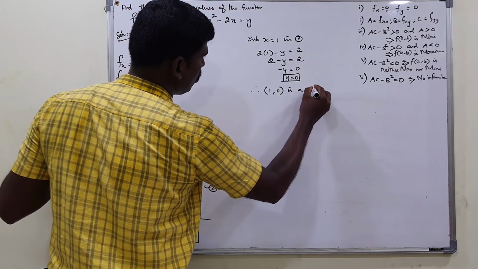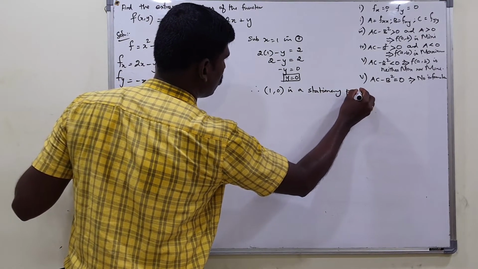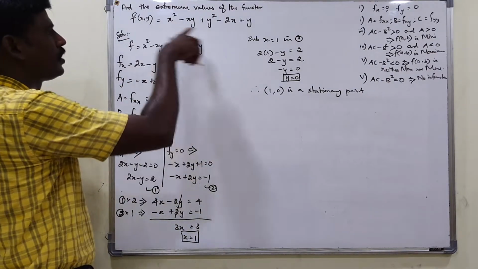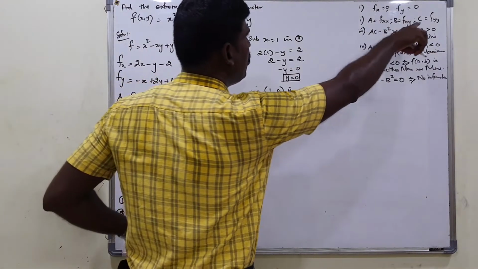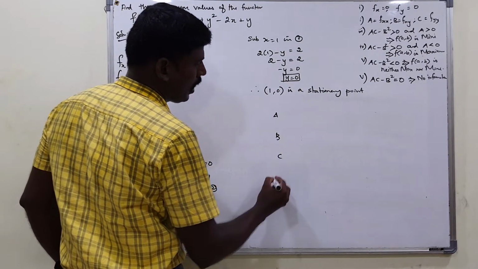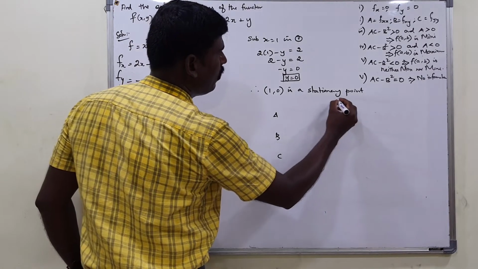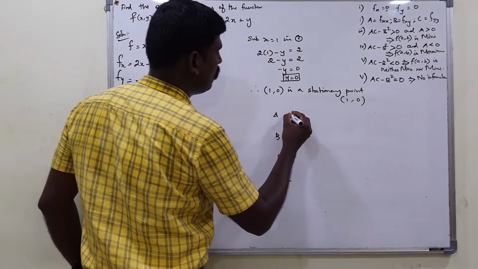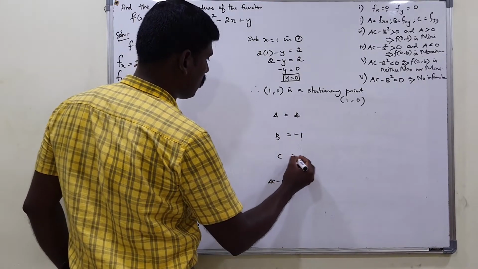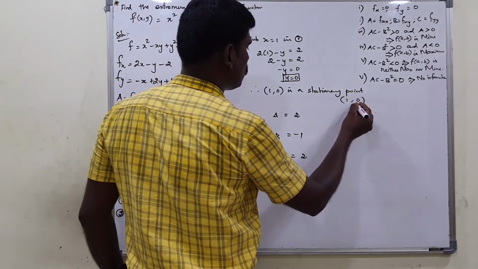So it's a stationary point. Right? So we need to check the value of f of x, y: the value of a, b, c at this point, and then ac minus b square. The only point we obtained is (1, 0). What is a? It is constant. What is b? Minus 1, it is constant. What is c? It is 2. It is constant.